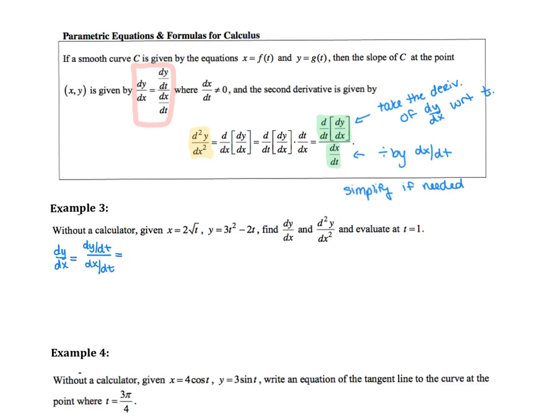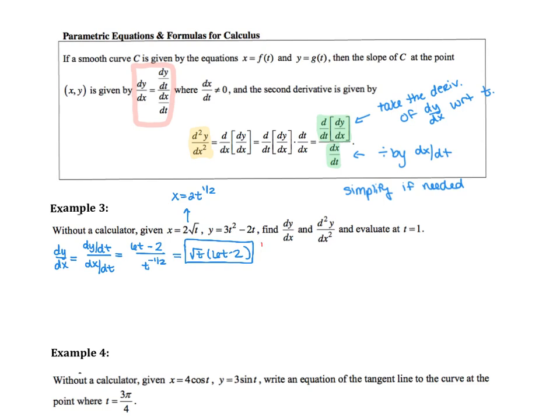dy/dt is going to be 6t minus 2, just a simple power rule. And the same thing here, if it helps you to write x as 2 times t to the 1/2, dx/dt is just going to be t to the negative 1/2. You can clean this up. You can write this as the square root of t times 6t minus 2 if you'd like, or you could leave it, it's up to you.